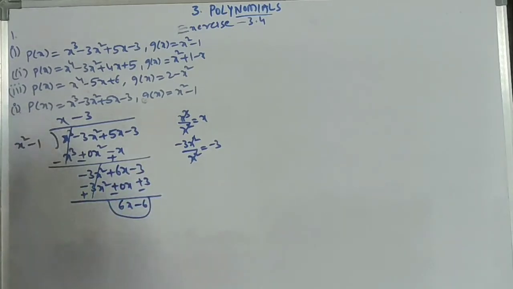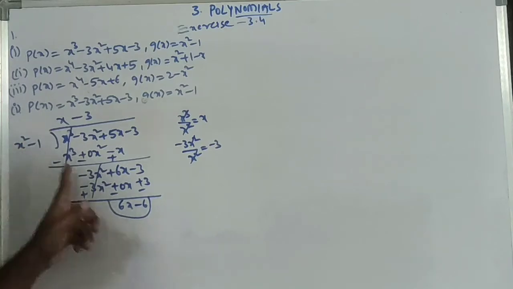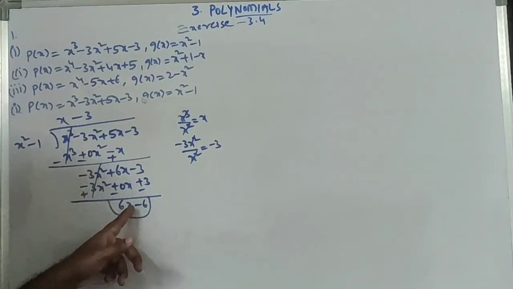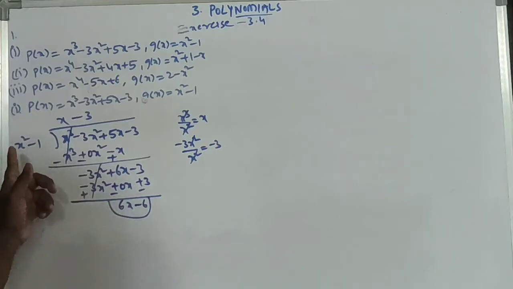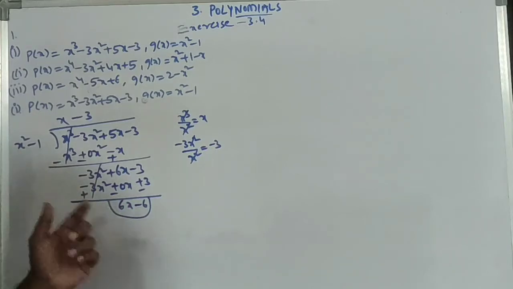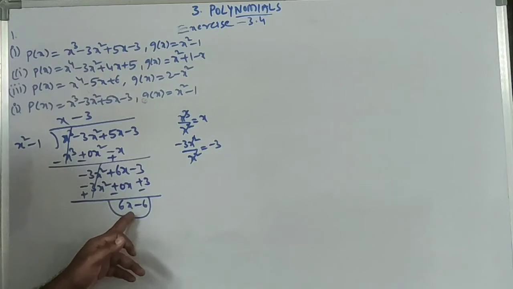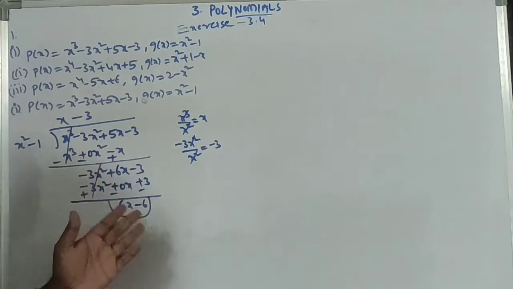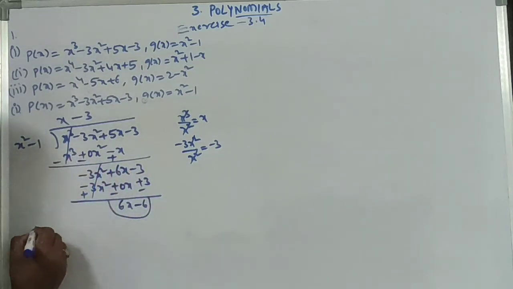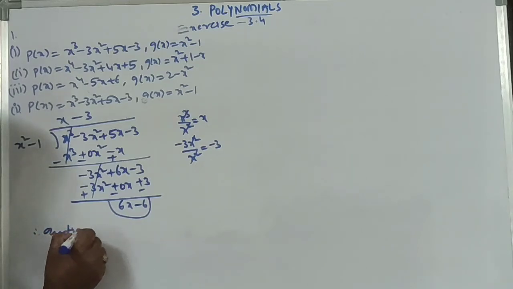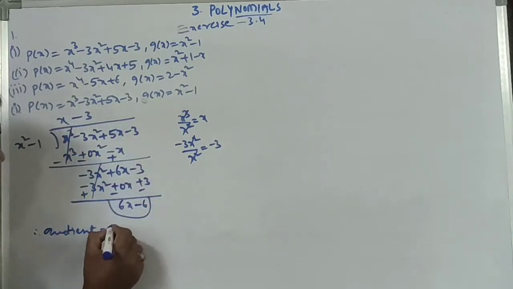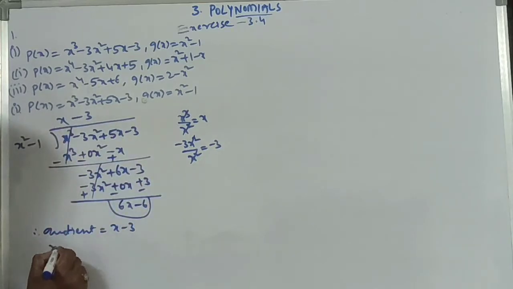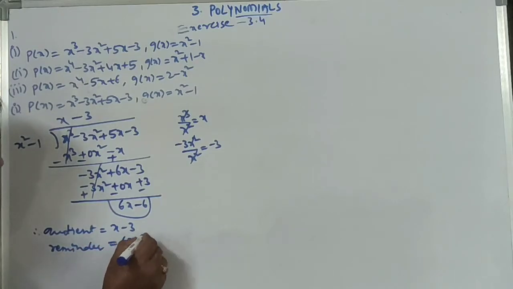So this is the remainder, because the degree of the divisor is 2 and here the degree is 1. So this remainder's degree is less than the degree of the divisor. So this will be the remainder. There won't be another division. So therefore, the quotient is x minus 3. Remainder is 6x minus 6. So this is the remainder, this is the quotient.